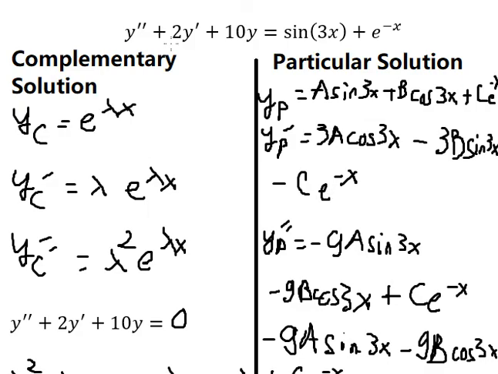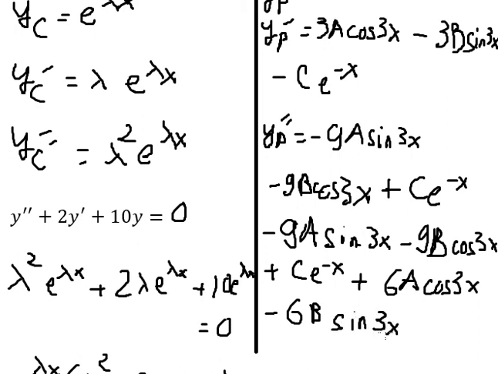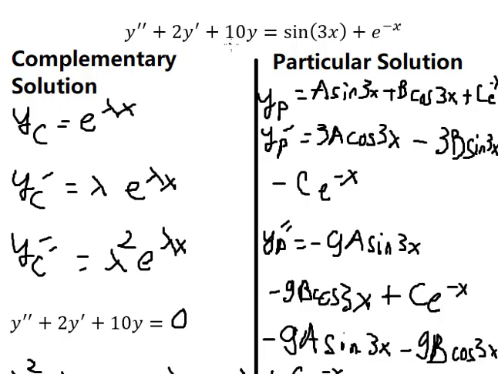So we have number 2 multiplied by this one in here. So you got 6a cosine 3x minus 6b sine 3x, oh sorry, sine 3x, and negative 2c e to the power of negative x. And the last one, we have number 10 multiplied by this one.